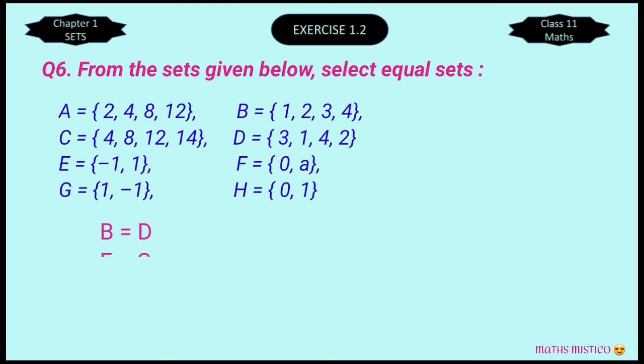Observing carefully, you will find that we have only two pairs of equal sets here, that is B equal to D and E equal to G.